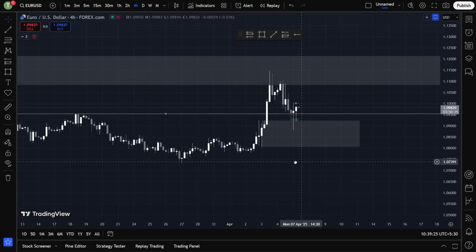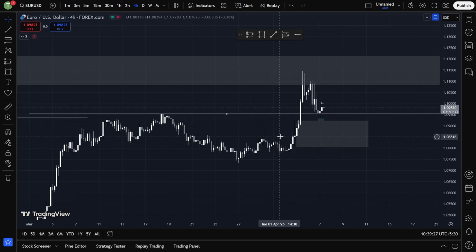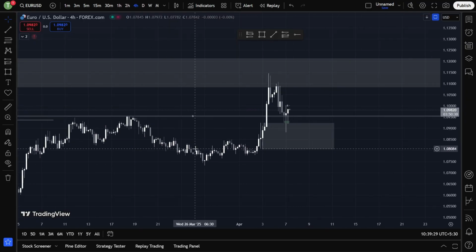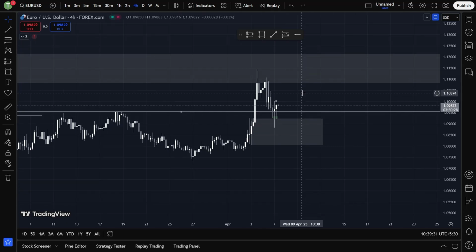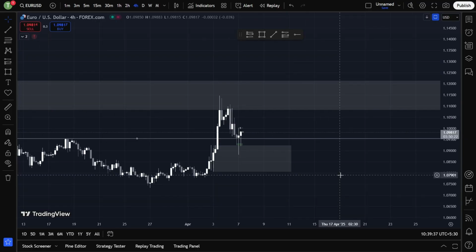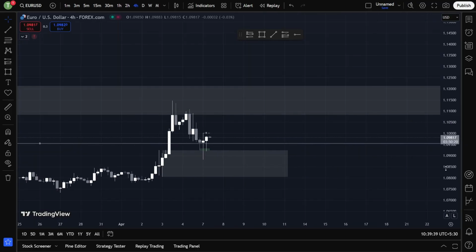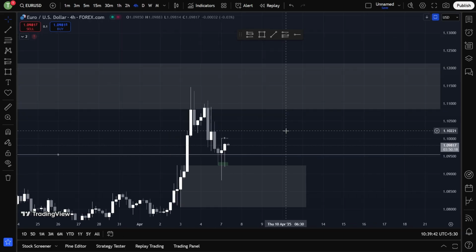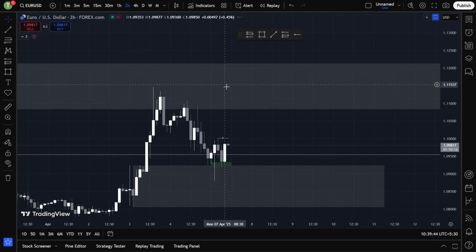As we move into the 4 hours, things seem a little more clear, and we can see that the price is moving further upside from this order block, respecting this FVG in the 4-hour structure. So what we need for confirmation is a close above this candle. Let's move to the 2 hours to see what we have in there.